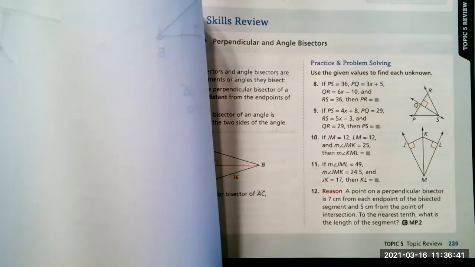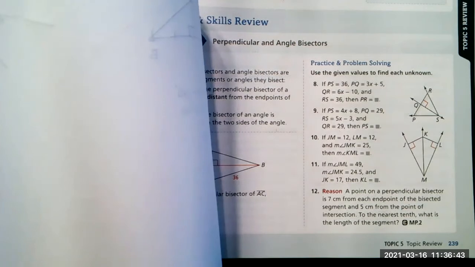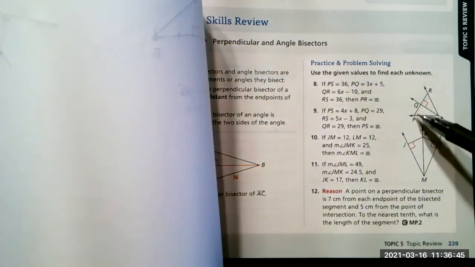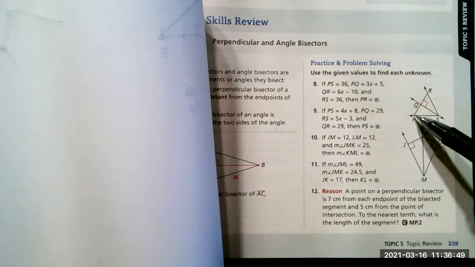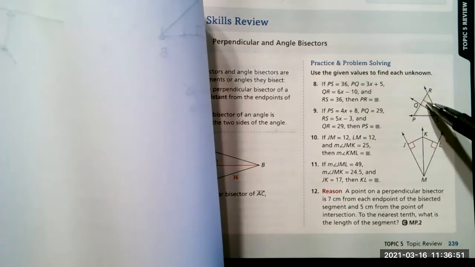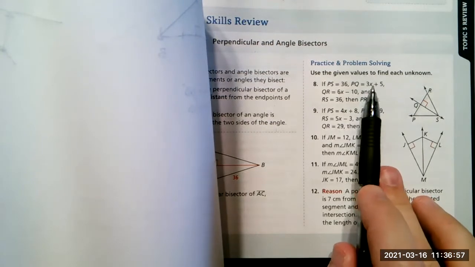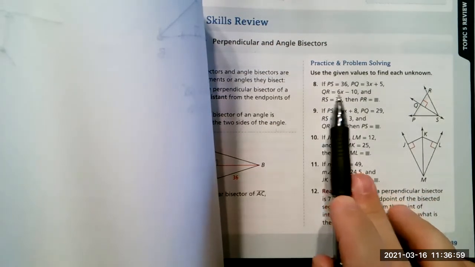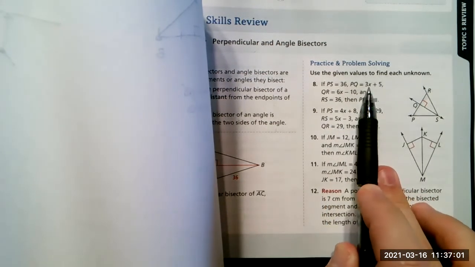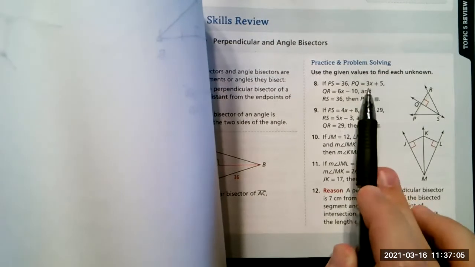So what I can do is just plug this in and solve, because they're giving me an expression for each side. So PQ is 3x plus 5. QR is 6x minus 10. So the entire side length is basically going to be both of those added together, or you could just input x is 5 and then double it. Maybe that's what we'll do.